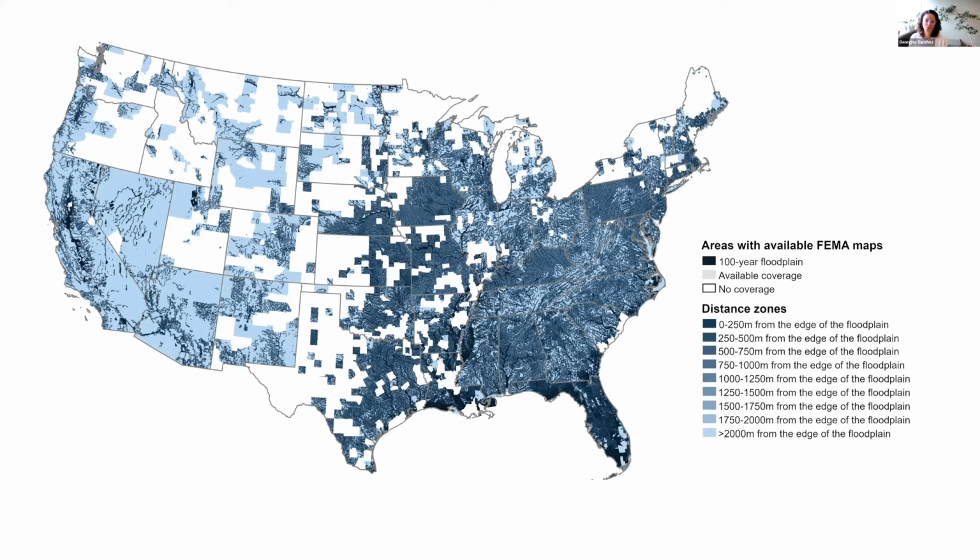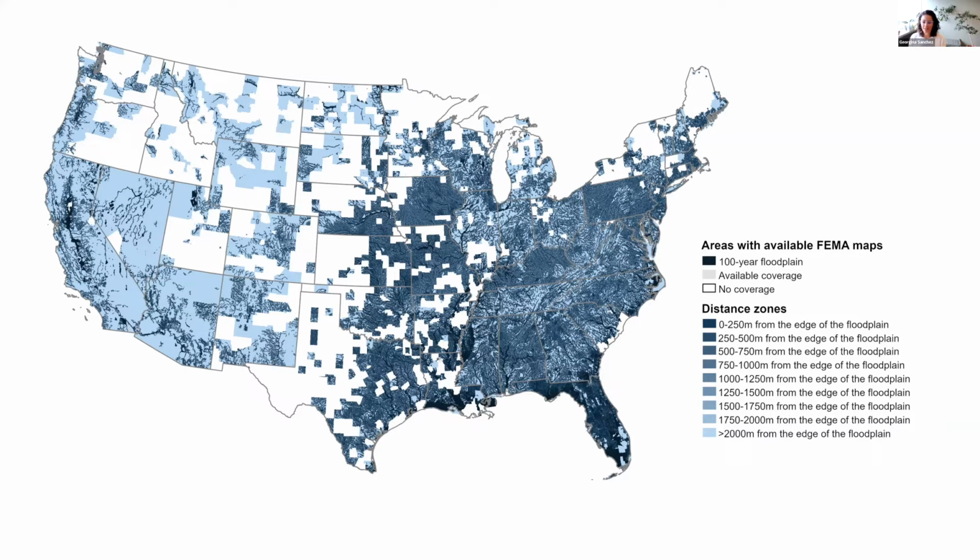So we took on the task to assess the spatial distribution of development patterns inside, along the edge and outside of the floodplain boundary by classifying areas with available FEMA coverage based on their proximity to the edge of the boundary itself. So we calculated the distance from the edge of the floodplain in 250-meter wide concentric buffer zones, all the way up to 2 kilometers.